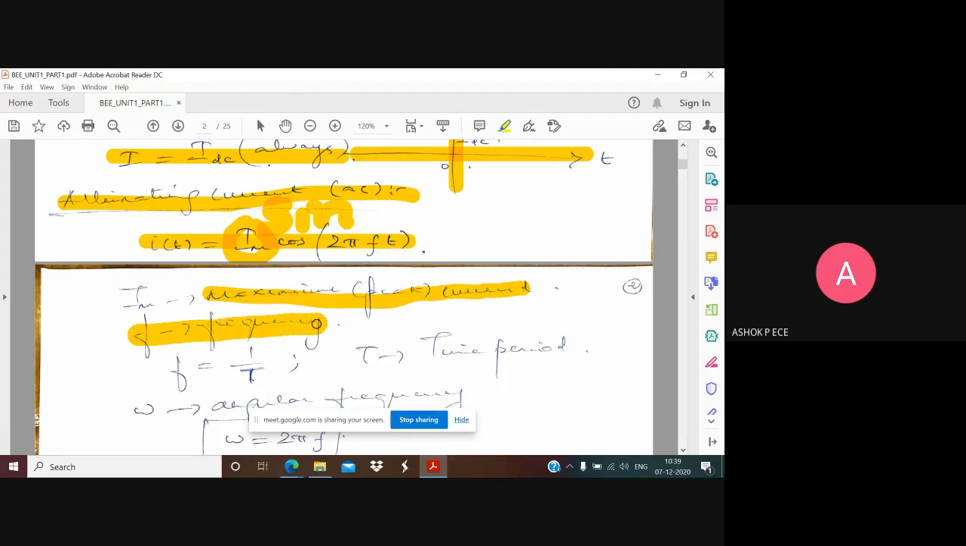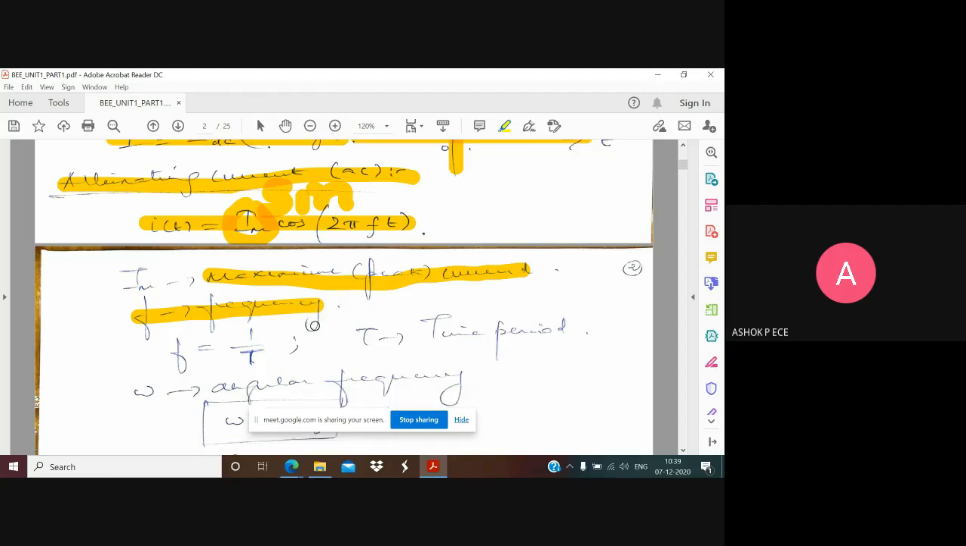Frequency is the measure of how many times the waveform is repeating. You know, frequency and time are inversely related. So f is equal to 1 by T, where T is the time period. Generally, we will not measure frequency directly from the graph. We will measure the time period, and 1 by the time period is going to be your frequency.